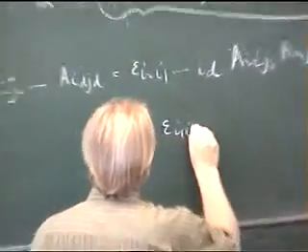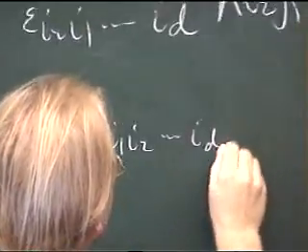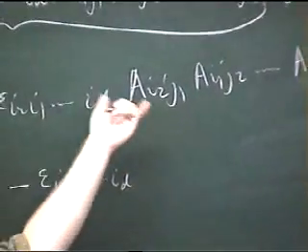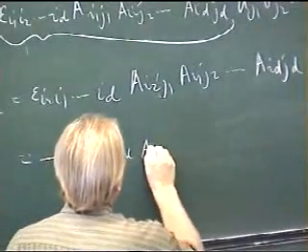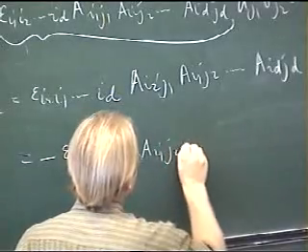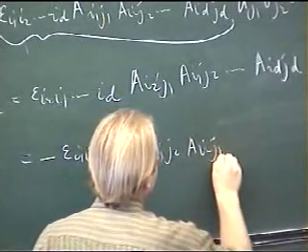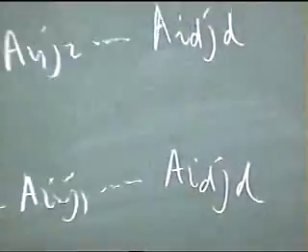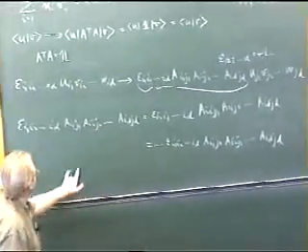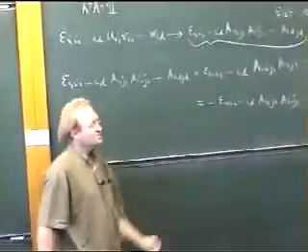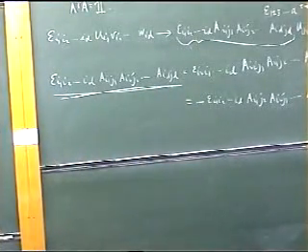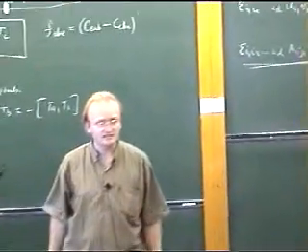Minus epsilon I1, I2, up to ID. And I can swap these two around. I mean, these are just numbers. They're not matrices. They're actual matrix elements. A I1, J2, A I2, J1, everything else unchanged. So how is this related to this? Well, I swapped J1 and J2, and I picked up a minus sign. So what this tells me is this thing is completely antisymmetric in the indices J1, J2, up to JD.